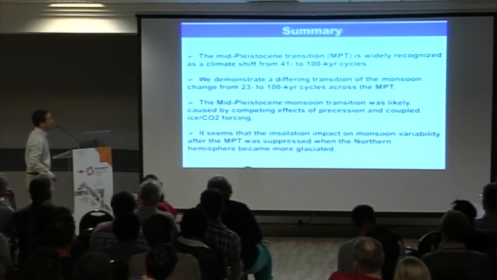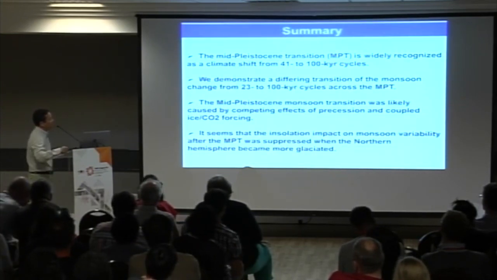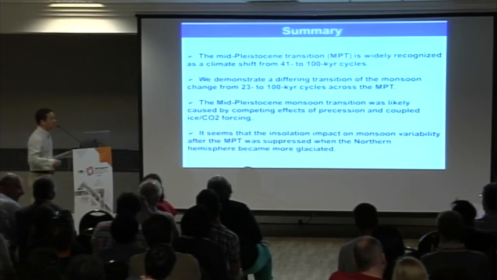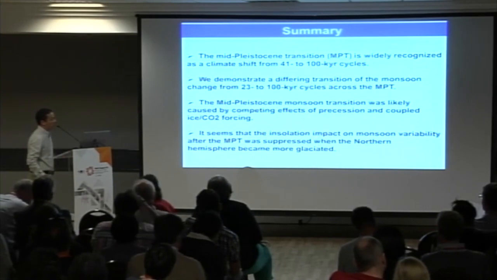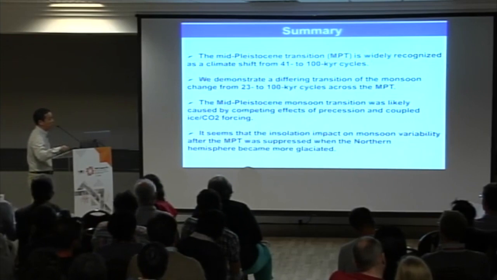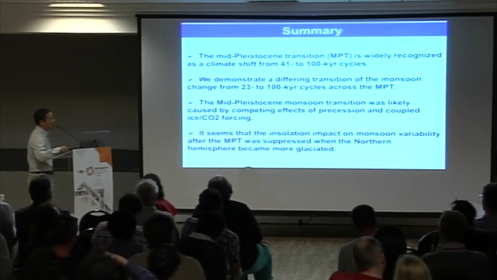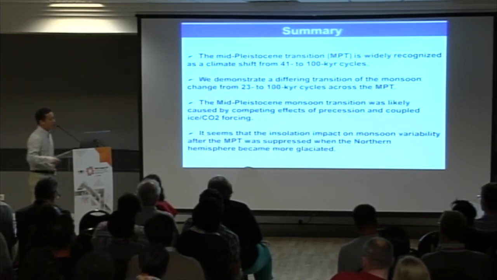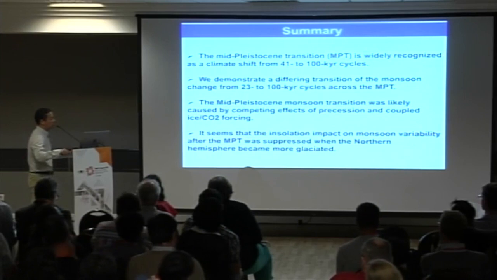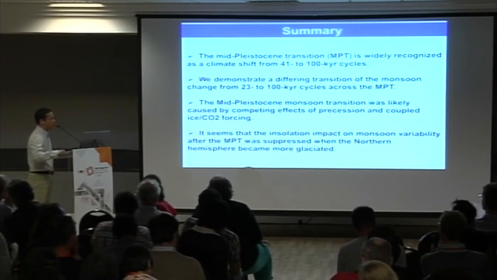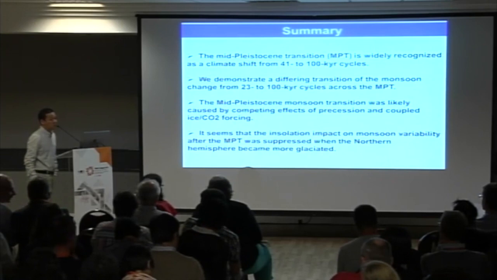So let's summarize. We know that the MPT is widely recognized as a shift from 41K to 100K cycles. But our high resolution loess proxies show a different transition from 23K to 100K cycles across the MPT. So this kind of MPT monsoon transition was likely caused by the competing effect of precession and coupled ice and CO2 forcing. So it seems that the insolation impact on monsoon variability after the MPT was suppressed when the northern hemisphere became more glaciated during glacial times. That's it. Thank you.